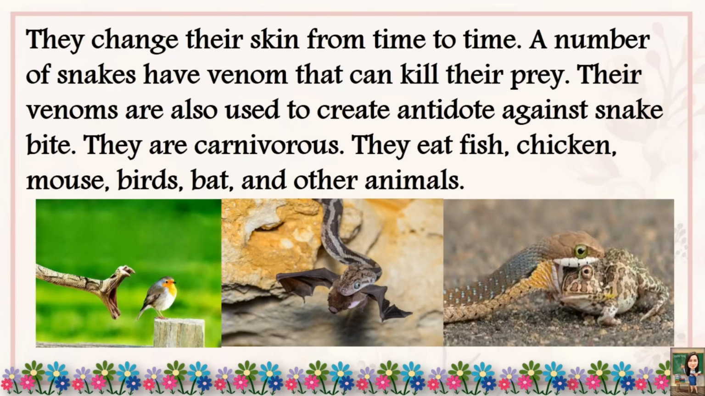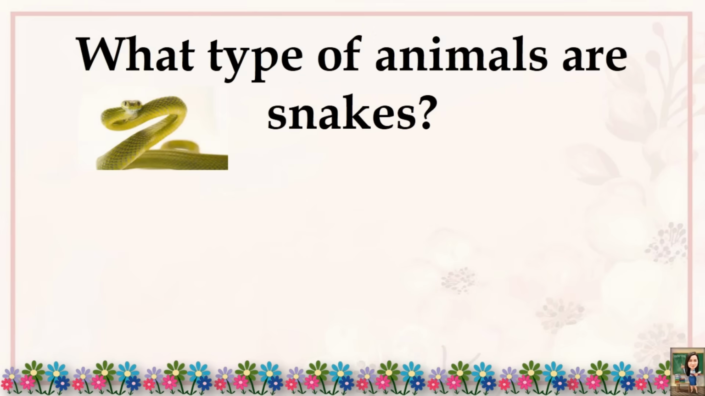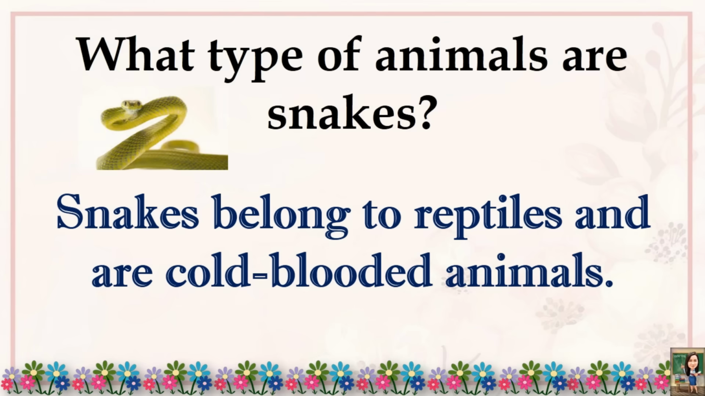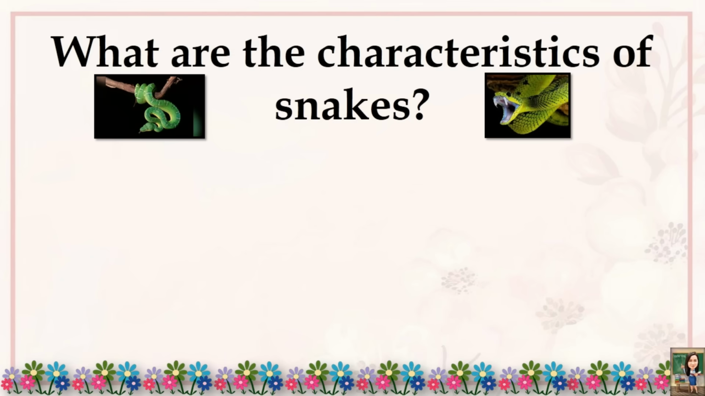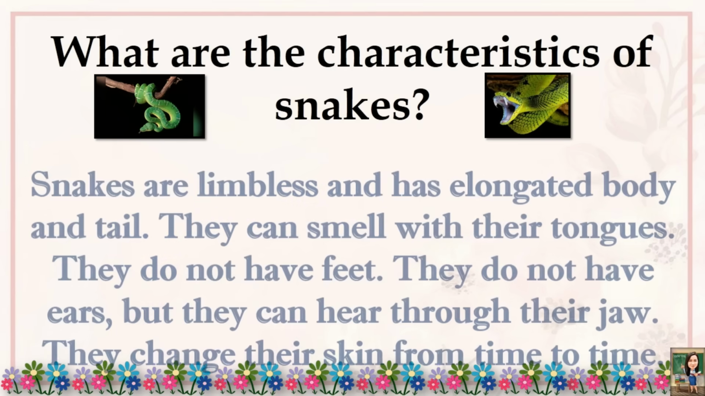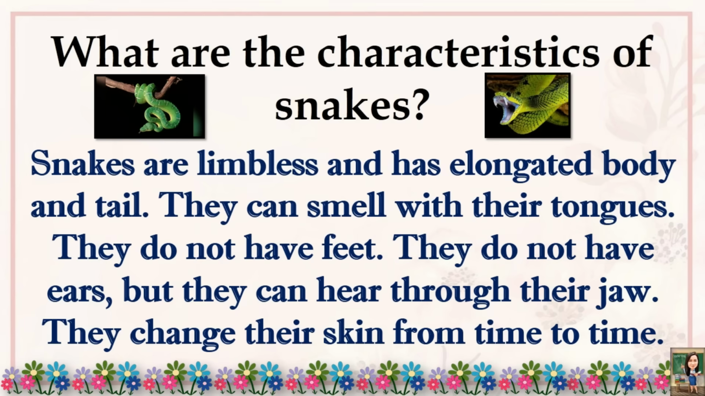Now, let us answer the following questions based on this selection. First question, what type of animals are snakes? Very good! Snakes belong to reptiles and are cold-blooded animals. Second question, what are the characteristics of snakes? Very good! Snakes are limbless and have an elongated body and tail. They can smell with their tongues. They do not have feet. They do not have ears, but they can hear through their jaw. They change their skin from time to time.